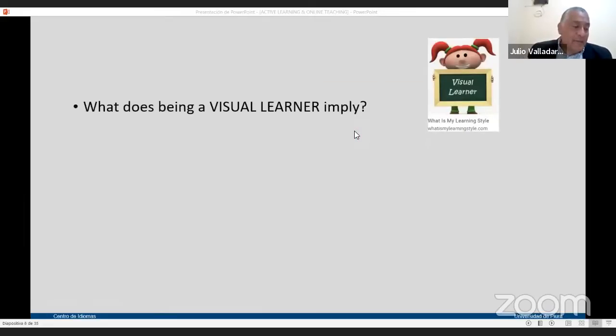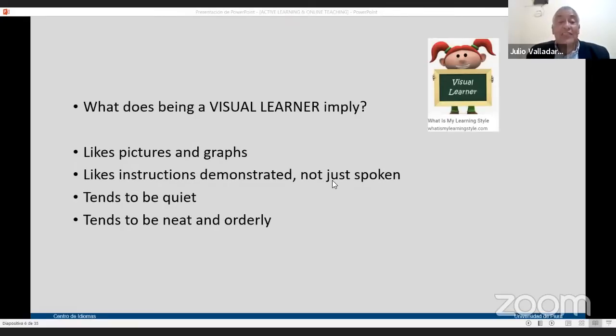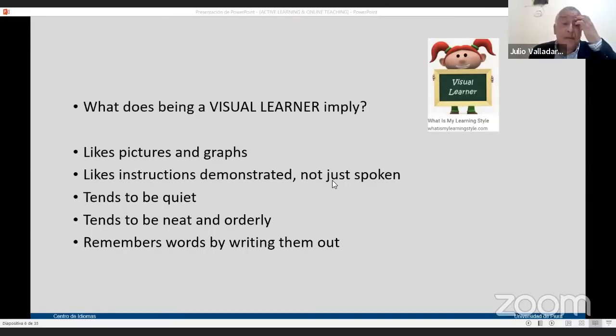So what does being a visual learner imply? Pictures and graphs, instructions demonstrated, not just spoken. Tends to be quiet. Tends to be neat and orderly. That's why "tends." Remembers words by writing them out.